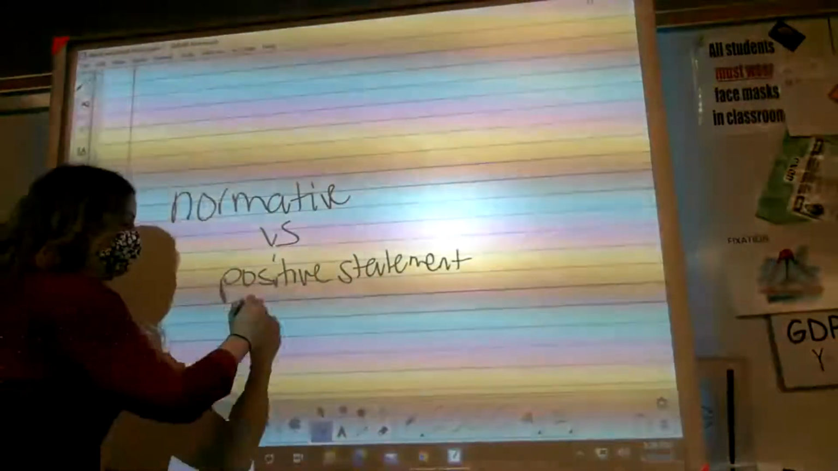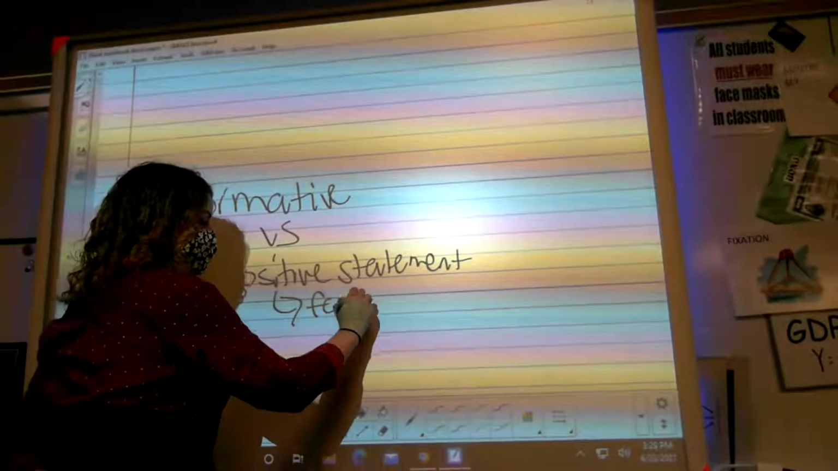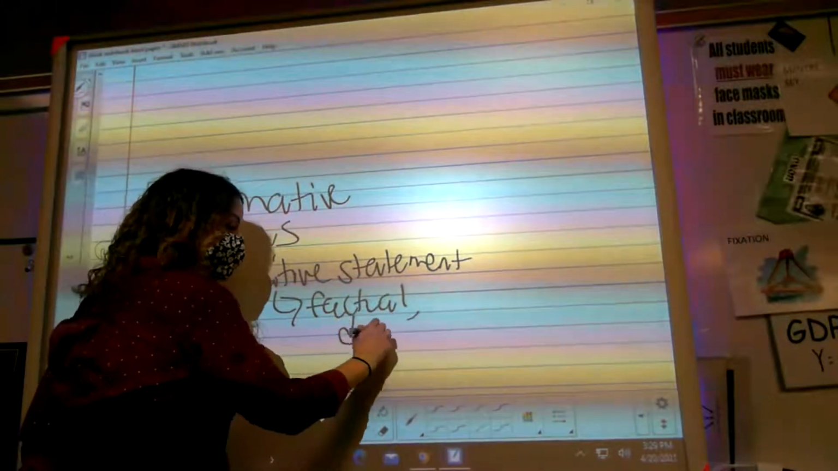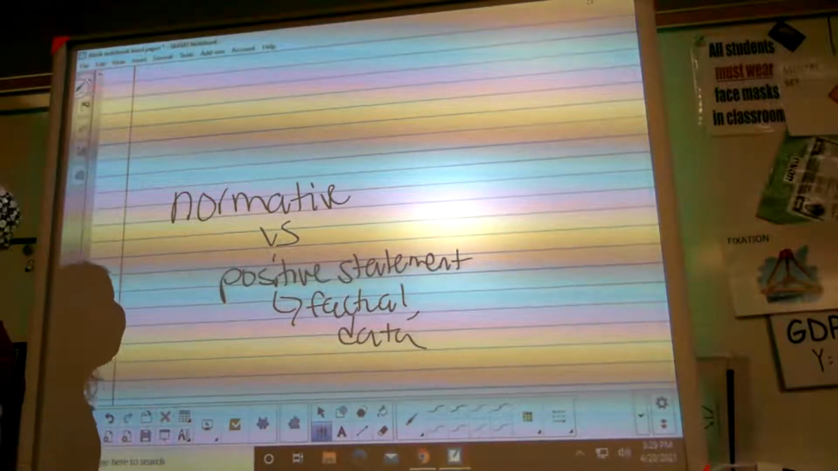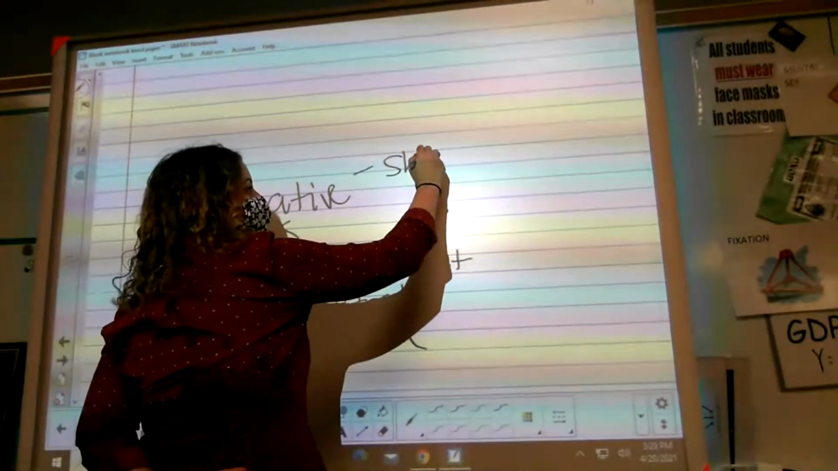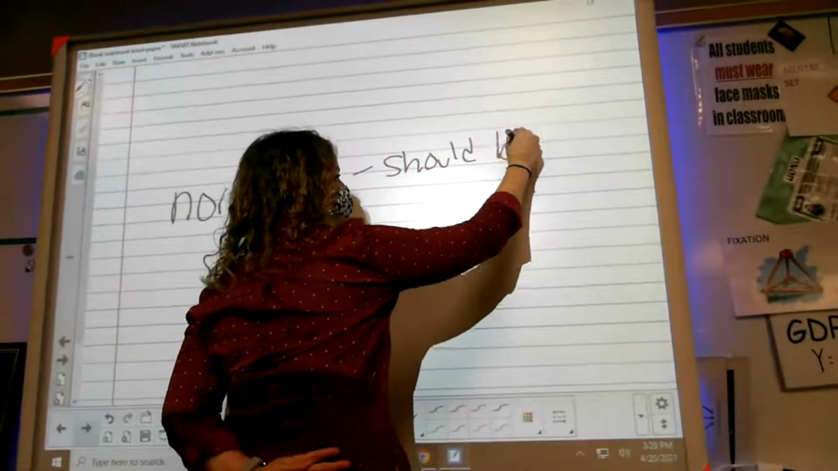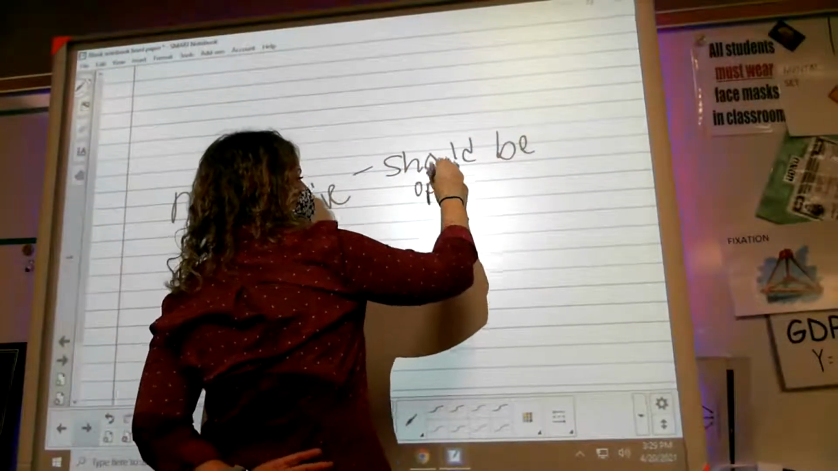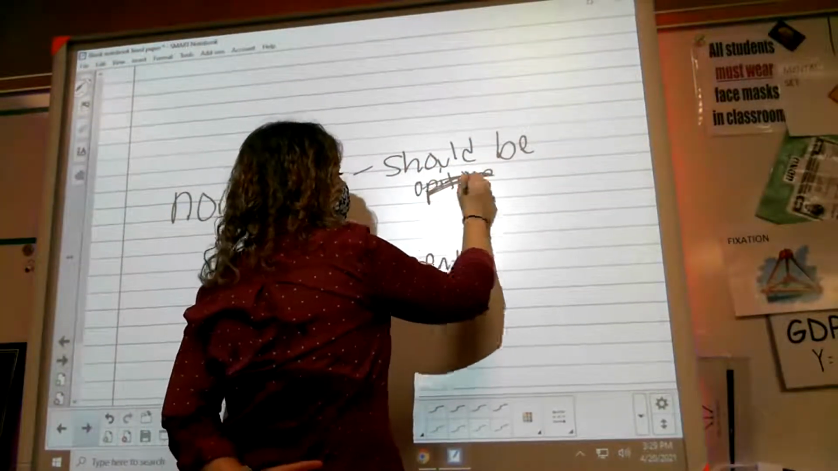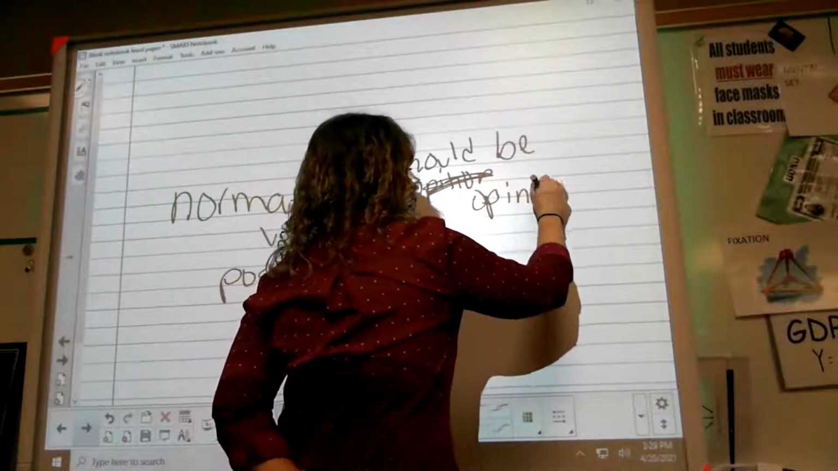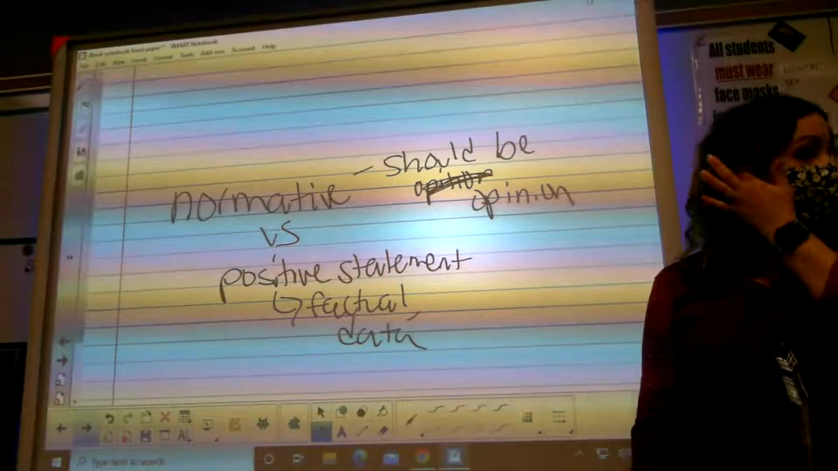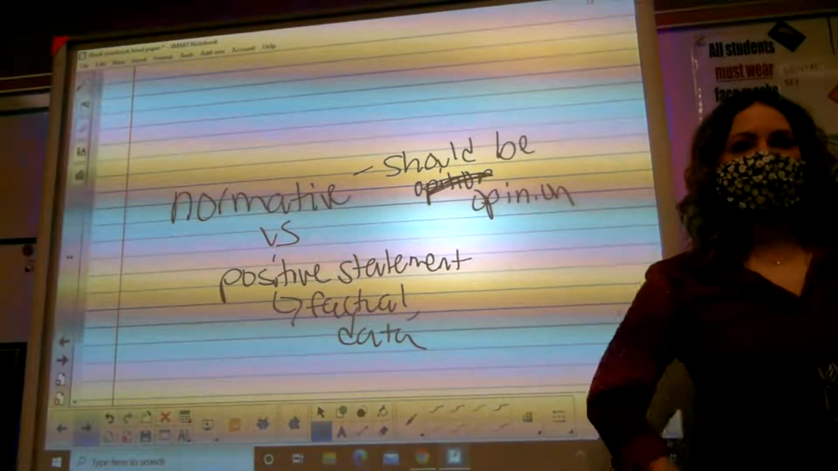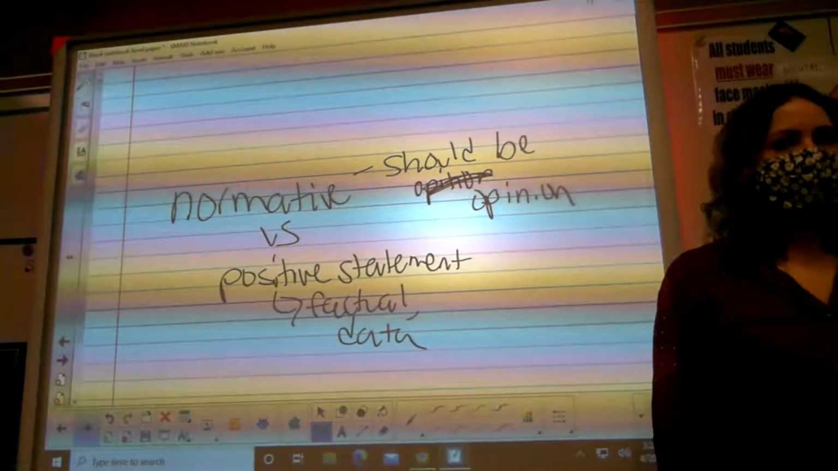So positive statements are factual statements. They are based in data. You can graph it. You can prove it with math. Normative statements talk about how the world should be. That sounds like an opinion. It's how the world ought to be. Hey, you know what? We should raise minimum wage. What type of statement is that? Normative. It's a normative statement.